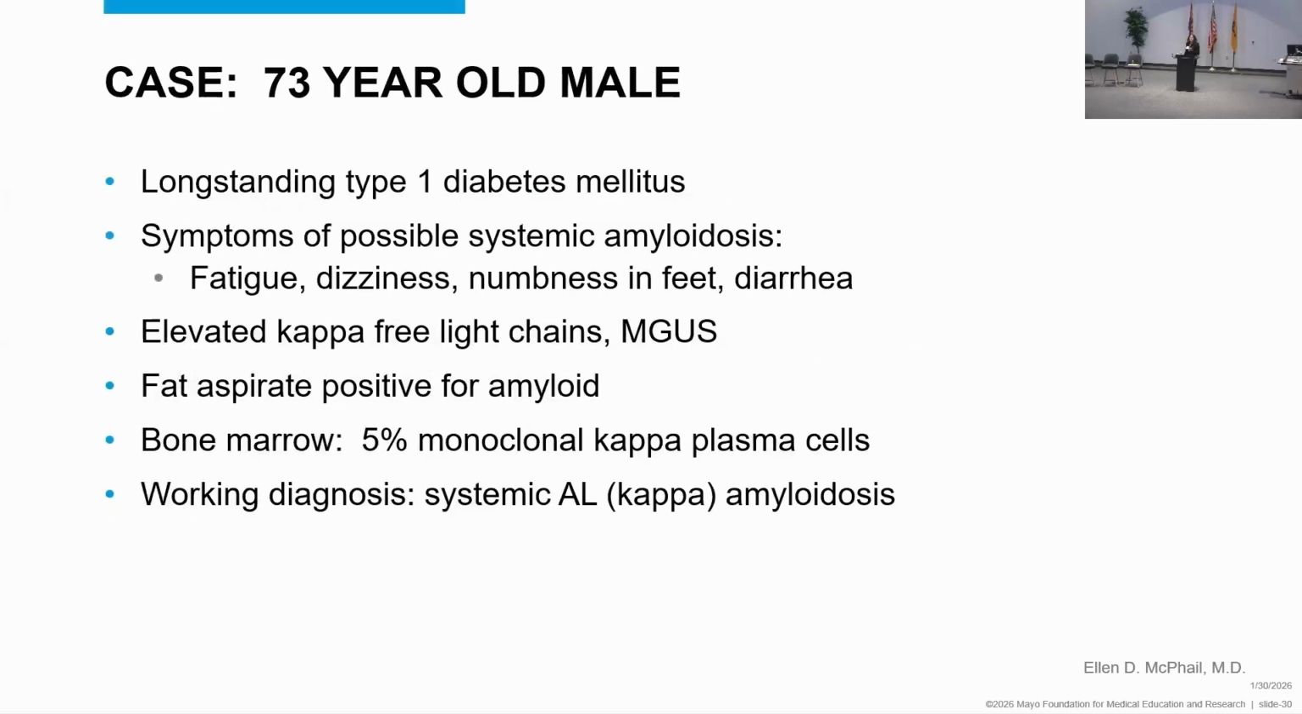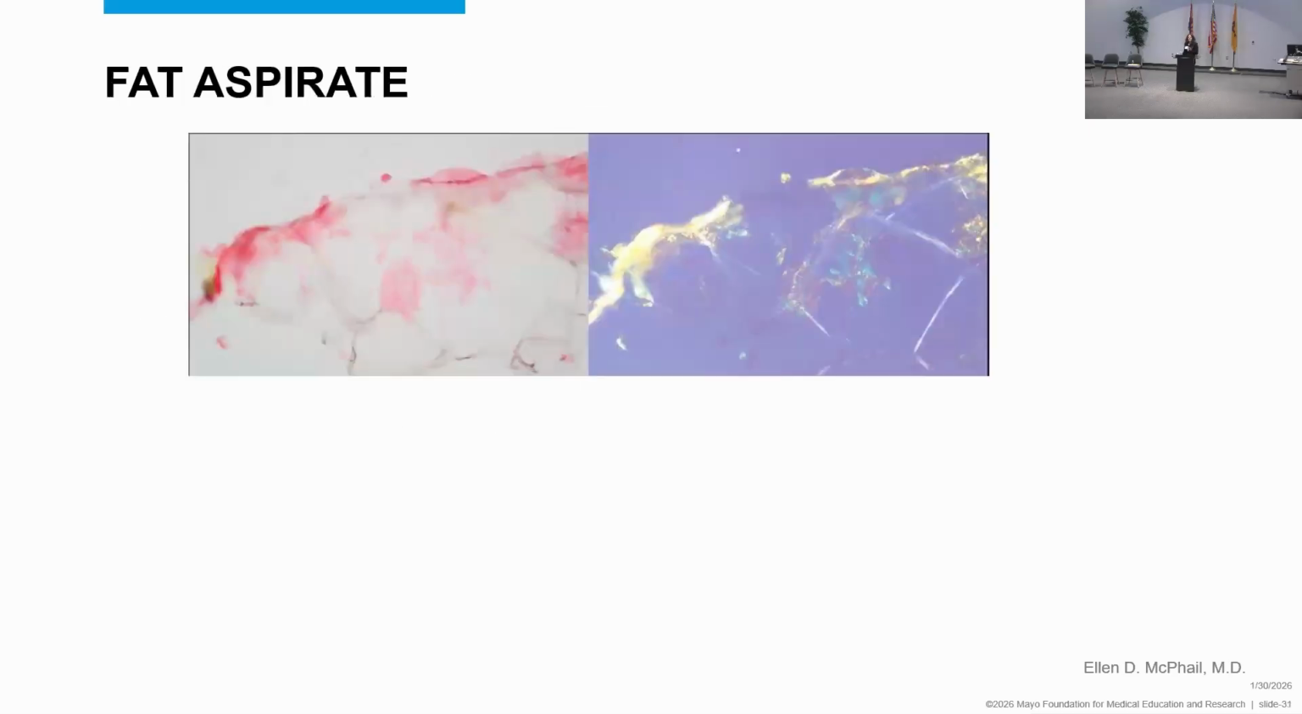Here's another example. This is a 73-year-old man who had longstanding diabetes. He had symptoms that certainly could be compatible with cardiac amyloid. He had elevated free light chains and an MGUS, and he had a positive fat aspirate, and a bone marrow that had 5% monoclonal kappa plasma cells. So the working diagnosis at this point was systemic AL kappa amyloidosis, quite reasonably.